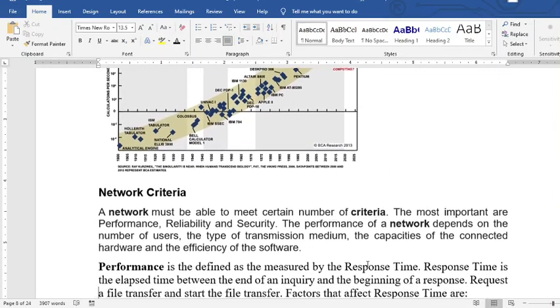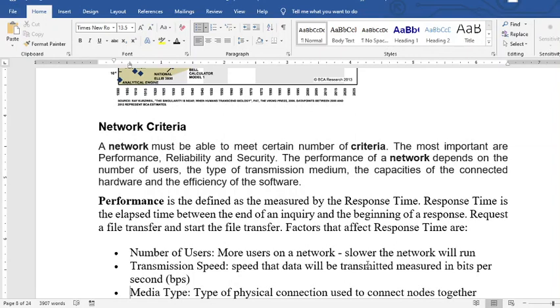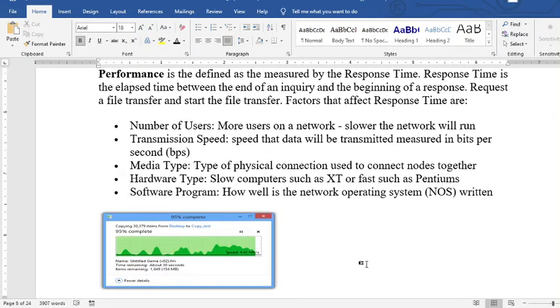Okay, so for the network criteria, we have to define what those criteria are. Number 1 is performance. What is the response time? For example, I send a message to all of you in the LMS, and then there's a delay of, let's say, less than 30 seconds, or no, milliseconds. The performance has a delay time, so it's not quite good in terms of response time. So depending on the network, the more users on a network, the slower the network will run.